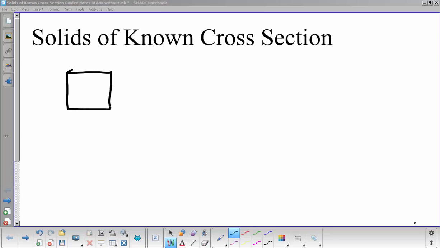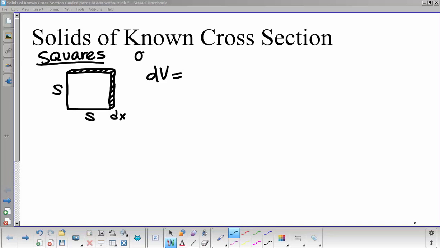That means if I were to pull a slice out, instead of a disc or a washer, I'm going to pull out a square of thickness dx or dy. Now I'm going to just stick with dx. We can use dy interchangeably. And so what is the volume of this little cross-section? It's s times s times dx. So one slice of volume, one dV, is going to be dV equals s squared times dx.